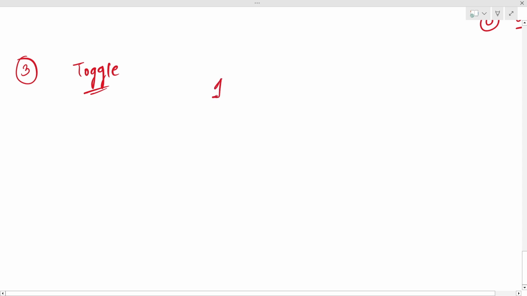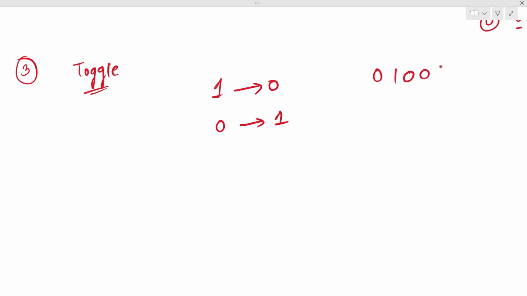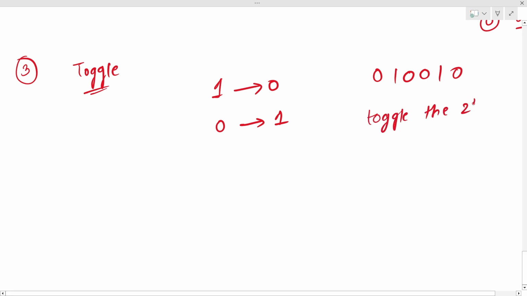Talking about the next thing, toggle the bits. Remember, toggle means if there is 1, make it 0. If it is 0, make it 1. It is as simple as that, right? Let's say you have some number like this, and the question is to toggle the second bit. Then you will write something like this. We have toggled the second bit. Initially it was 1, we have made it 0.